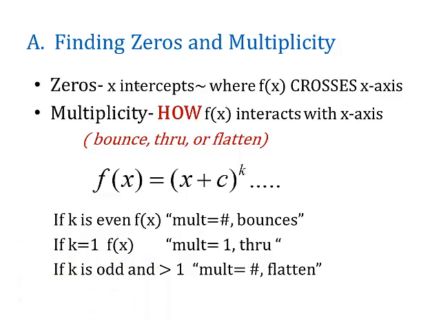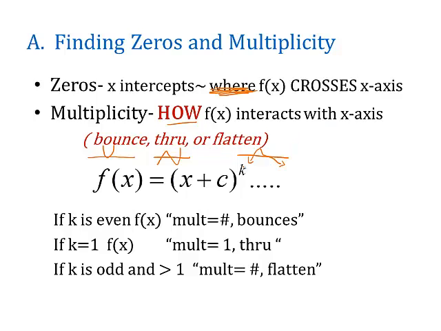Okay, so you're going to find zeros and multiplicity. Now remember, we did this yesterday. Zeros are the x-intercepts, and that tells us where it crosses the x-axis. Now, multiplicity is a new adjective we use here in math, and it tells us how it really interacts with that x-axis. It can bounce off of it, it can go through it like normal, or it can flatten through it. So it kind of flattens there as it goes through. Keep those in mind because of the descriptions of how that x-intercept interacts with the x-axis.